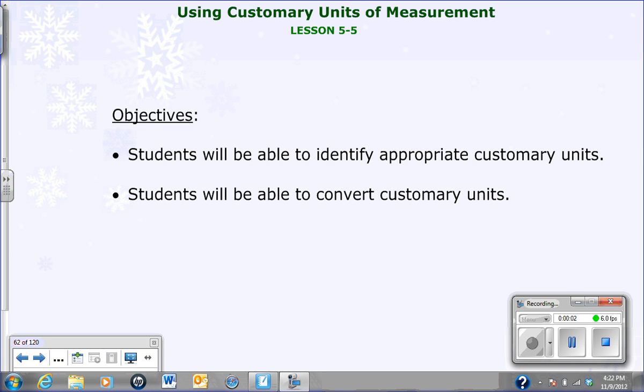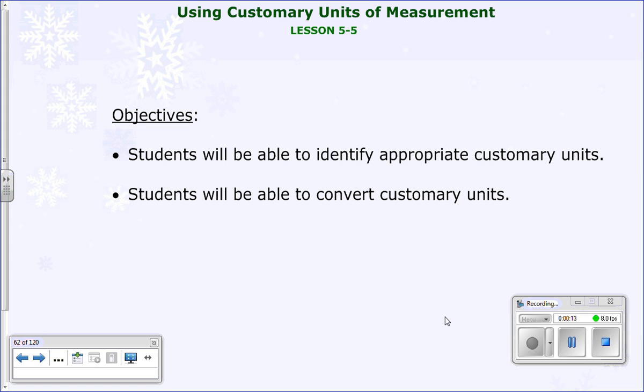Good evening, 7th grade, and this is lesson 5-5 on using customary units of measurement. In tonight's lesson, we have two objectives. First, you will be able to identify appropriate customary units, and secondly, you will be able to convert customary units.